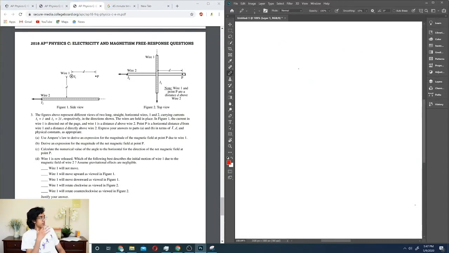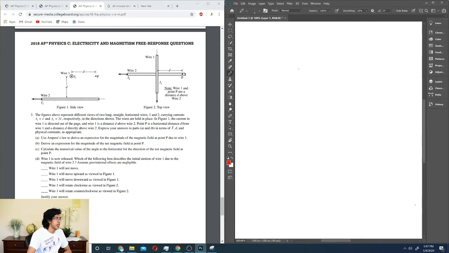Alright, so the figures above represent different views of two long, straight, horizontal wires 1 and 2 carrying currents I1 and I2 in the direction shown. The wires are held in place. In figure 1, the current is directed out of the page, and wire 1 is a distance D above wire 2. Point P is at distance D directly above. Express your answers to A and B in terms of I and D.